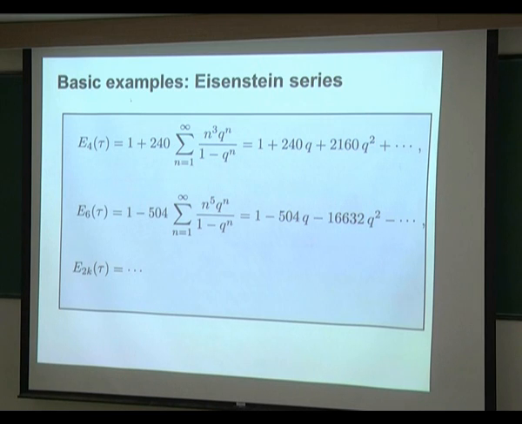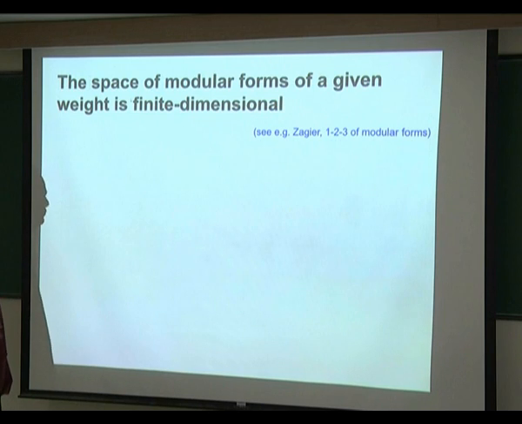Now the next thing I'm going to say is something very important, at least from the point of view of applications. What's the big deal about modular forms? Suppose you find some modular form in some application of yours. The point is that the space of modular forms of a given weight is finite dimensional. Such statements have to be qualified as to what exactly I mean by space. As I said, I won't do this, but this statement in spirit is always true.